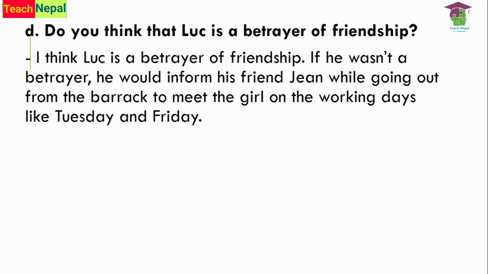Yeah, simply you can have two understandings here, right? I think Luke is a betrayer of friendship. If he wasn't a betrayer, he would inform his friend Jean while going out from the barrack to meet the girl on the working days, like Tuesday and Friday, right? And you can write, he is not a betrayer, if you can have a strong logic for this. Betrayer, होइन भन्न पनि सकिन्छ, okay?